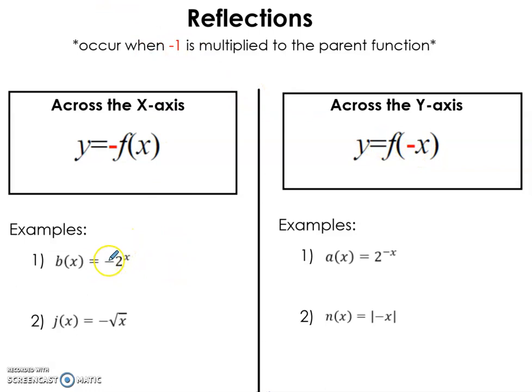So here we have a negative on the outside, so that's going to be across the x-axis. So I'm just going to put x-axis. And same thing here, x-axis, because the negative is in front of the function. Now in these two examples, the negative is attached to the x. So when it's attached to the x inside the function, this is going to be a reflection over the y-axis. So both of these are examples of reflections over the y-axis.